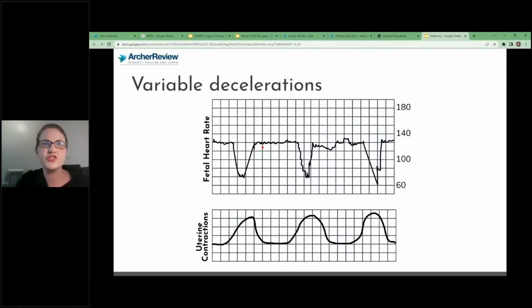But one of the main features of a variable deceleration is it doesn't make that nice U, it makes a V usually. There's going to be a sharp decline in heart rate and a sharp incline. That's a variable deceleration. And remember, these are bad. These are not good. The fetus is in distress if this is going on. And if we don't figure out what's going on here, the fetus isn't getting oxygen, they could have acidosis and they could die. So we need to figure this out fast.